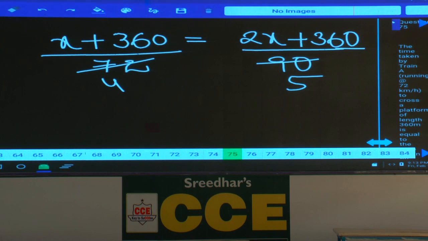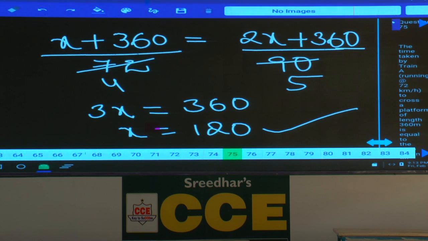Just go for cross multiplication. 5 times (x plus 360) is equal to 4 times (2x plus 360), that is 5x plus 5 into 360 equals 8x plus 4 into 360. The difference of 8x and 5x is 3x, which is equal to 5 times 360 minus 4 times 360, which is equal to 360. Then x is equal to 120. This is the length of the train.